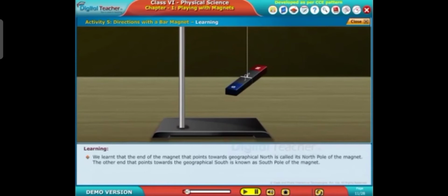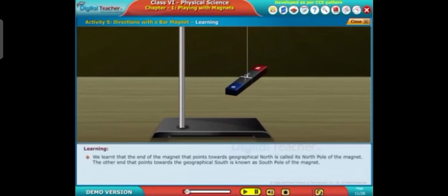And from here you can say that one end is pointing to the south direction. That pole or end is known as the south pole. At the same time, the end or pole which points to the north is known as the north pole. North direction or north side, it is known as the north pole. So what is the name of the two poles? South pole and north pole.